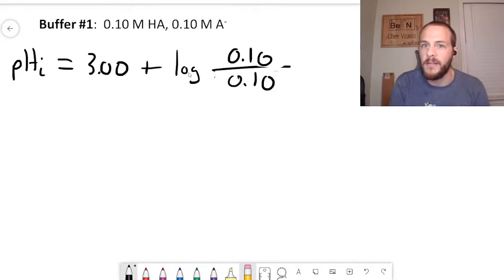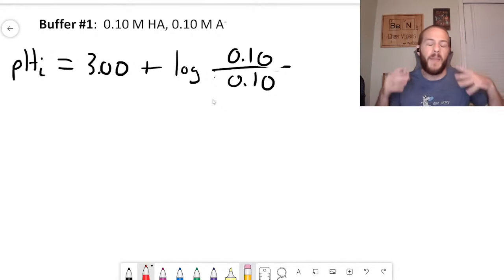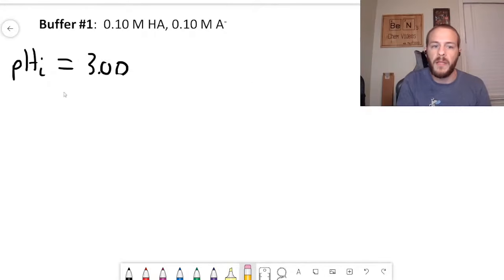So what we have here is the log of 1, and the log of 1 is actually 0. 10 to the 0 power is 1. Remember, the logarithm is the power to which 10 must be raised to achieve the number inside that logarithm. So this whole thing cancels out because log of 1 is 0. So really, the initial pH of this buffer is simply the pKa of the weak acid, which in this case is 3.00. So we've completed that part of the problem.